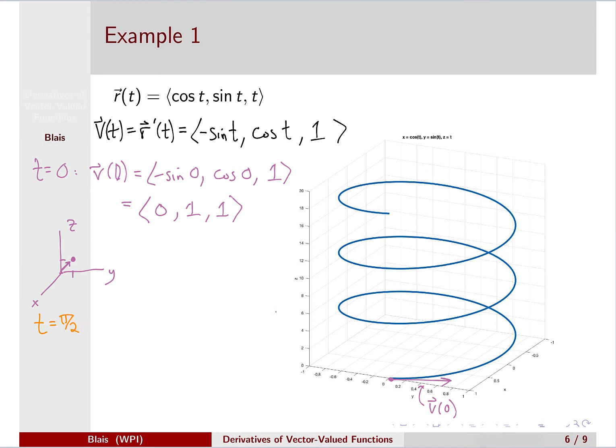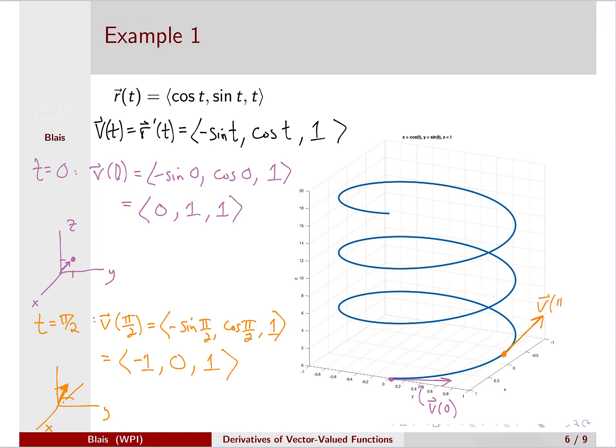At time t equals pi over 2, we have v of pi over 2 is minus sine of pi over 2, cosine of pi over 2, 1, and we know sine of pi over 2 is 1, so we have minus 1, cosine of pi over 2 is 0, and we have a 1. And so in this case, our vector goes minus 1 along the x-axis, 0 along the y-axis, and 1 along the z-axis. And so we're pointing this way. And so what happens here is this is our v of pi over 2.